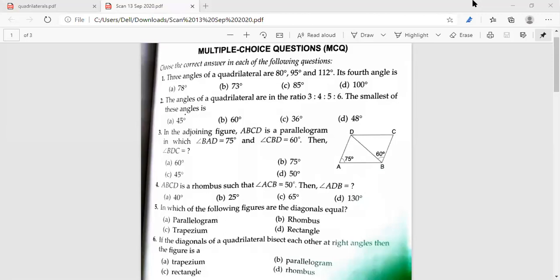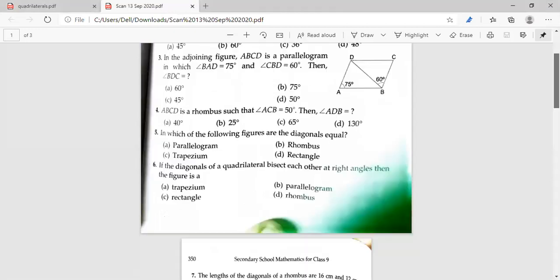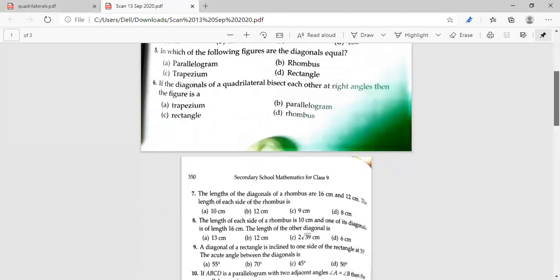Ma'am, diagonals equal, is the fifth answer rhombus? No, ma'am, rectangle. Rectangle diagonals are equal. Square and rectangle have diagonals equal. Parallelogram and rhombus don't. Diagonals of the quadrilateral bisect each other at right angles, then it is a rhombus. Sixth one is rhombus. Rhombus or square. Here the option square is not there.